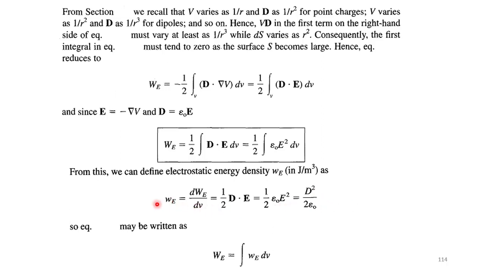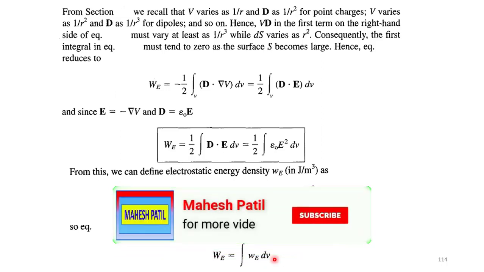So this is the electrostatic energy density equation, which is equal to 1 by 2 D into E, or 1 by 2 epsilon E square, or 1 by 2 into D square upon epsilon naught. This can be written as total energy, which is equal to the integration of energy density over the given volume dv. So in this way this energy density equation can be derived.